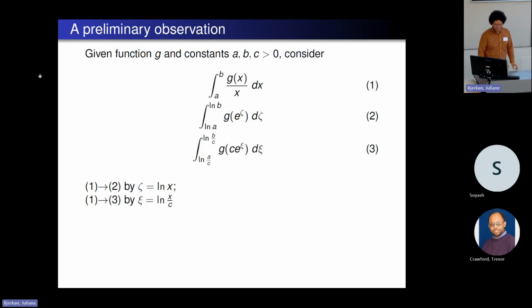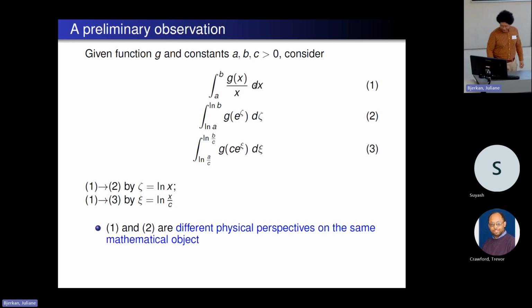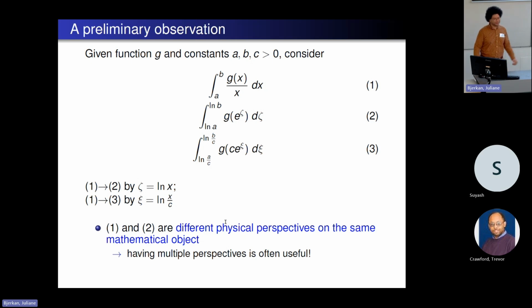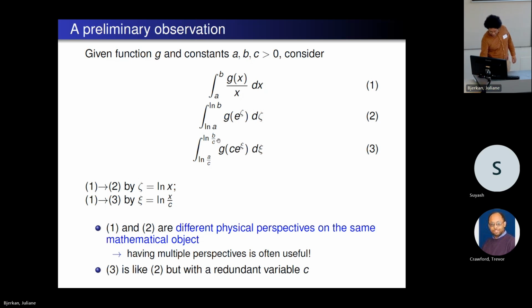So basically, what I was anticipating is that people would consider 3 to be the most unsimplified. Expression 3 is the most complicated, whereas 1 and 2 is a bit more of a tricky question. Which one would you consider more simplified? Thing is, 1 and 2 I would regard as different physical perspectives on the same mathematical object. And often having multiple perspectives is useful. But this 3, it's like 2, but with a redundant variable c.